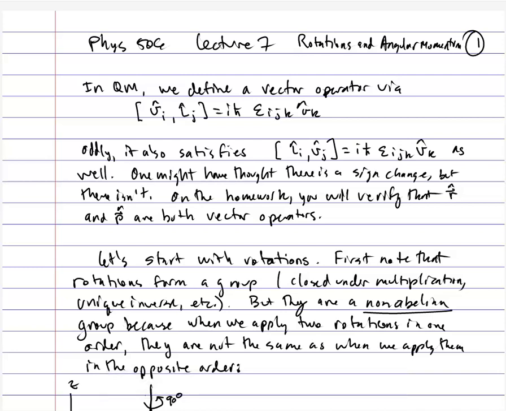Welcome to Lecture 7 of Physics 506. In this lecture, we're going to be talking about rotations and how rotations are related to angular momentum.